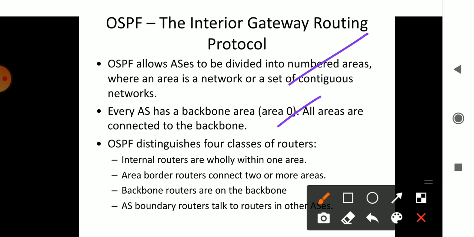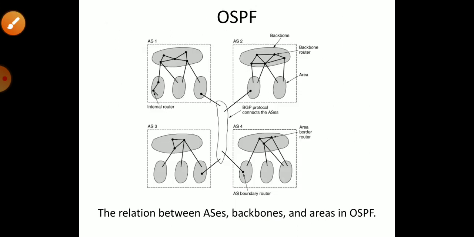So interior routers may be within one area, or routers of two or more areas may be getting connected, or it may be the backbone of the whole thing, or it may be multiple routers. They are said to be communicating with each other in different autonomous systems. That may happen in OSPF.